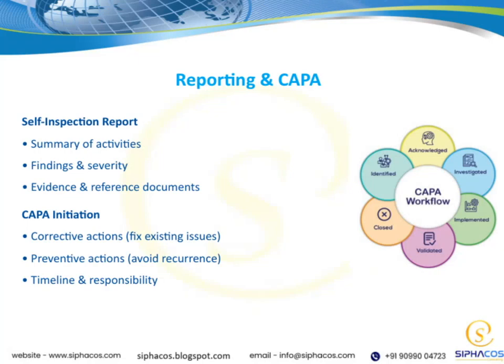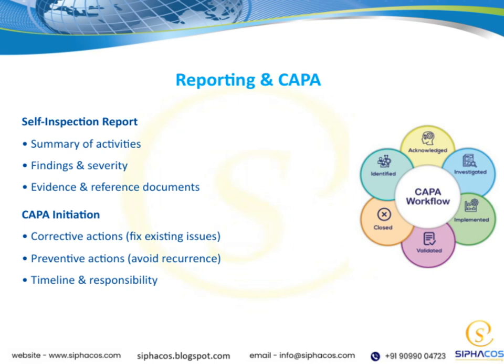Let's talk about reporting and CAPA, which are essential parts of ensuring our processes stay on track and continuously improve. First, the self-inspection report. This is where we summarize all the activities we've conducted during our inspections. It's important to clearly outline what we did, what we found, and the severity of these findings. Including evidence and reference documents helps support our conclusions and keeps everything transparent and traceable.